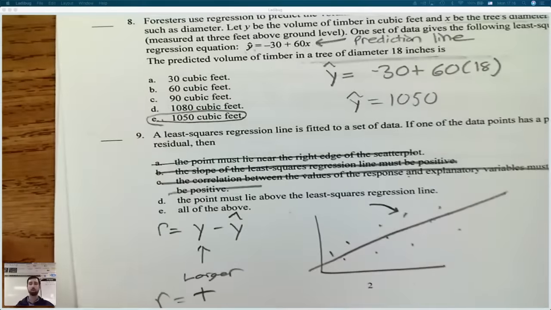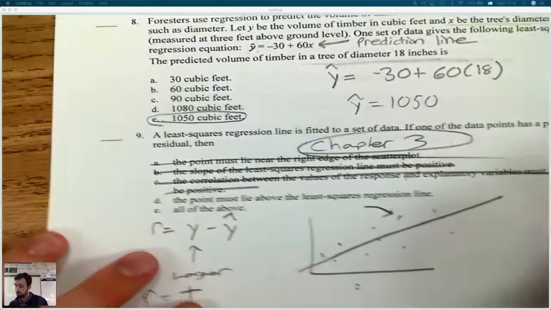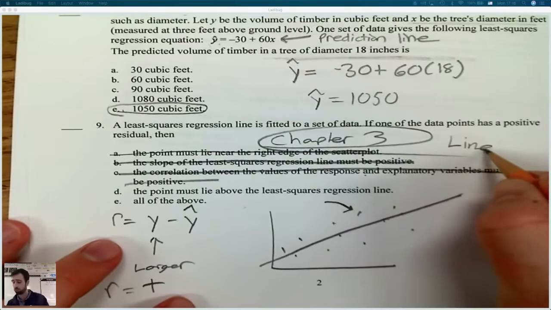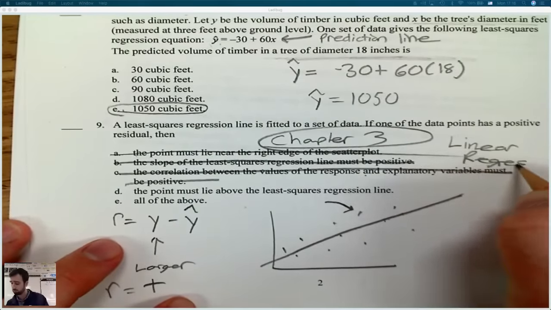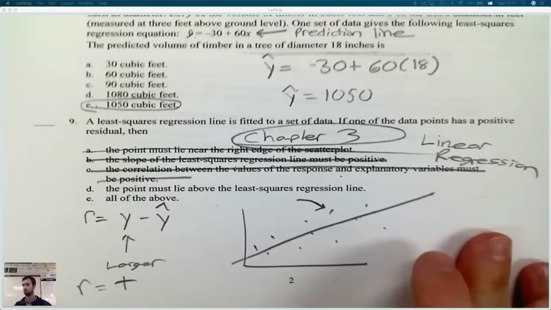Okay, so we're coming up on an hour. Oh, this is from chapter 3. It's called linear regression. Have you covered linear regression yet? Okay, so it is kind of one of those chapters where it's kind of one-off. You don't need to know other things to do linear regression. So it's not absurd that you haven't done it yet. Your teacher actually might be saving this towards the end when you do inference. So don't freak out if you're not doing this.